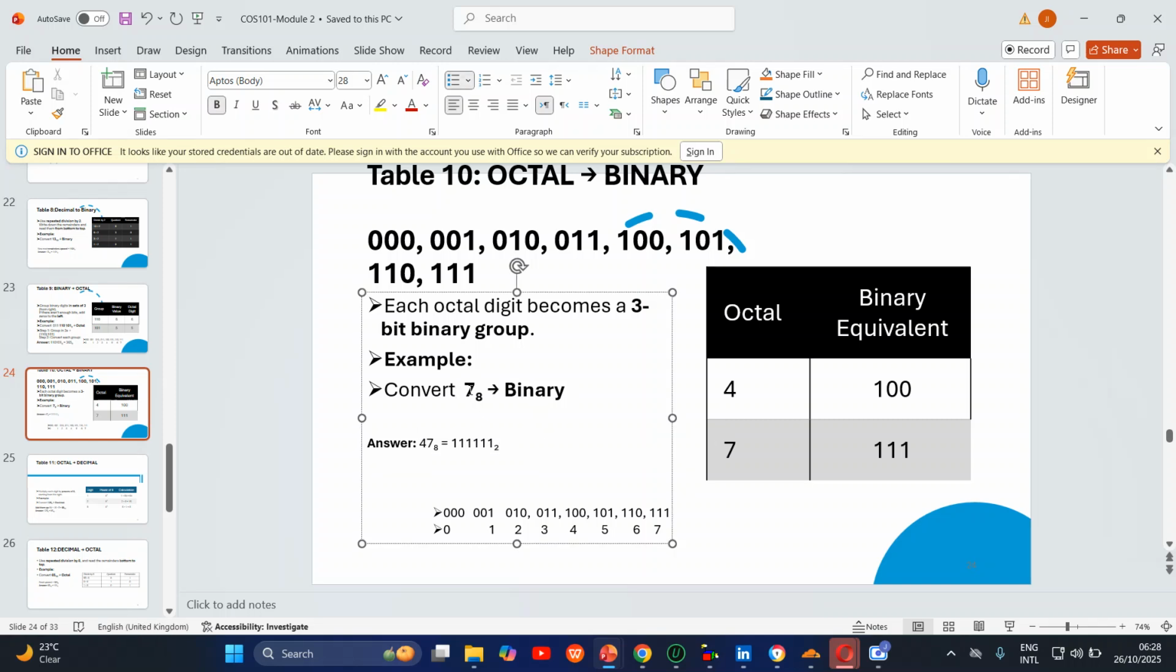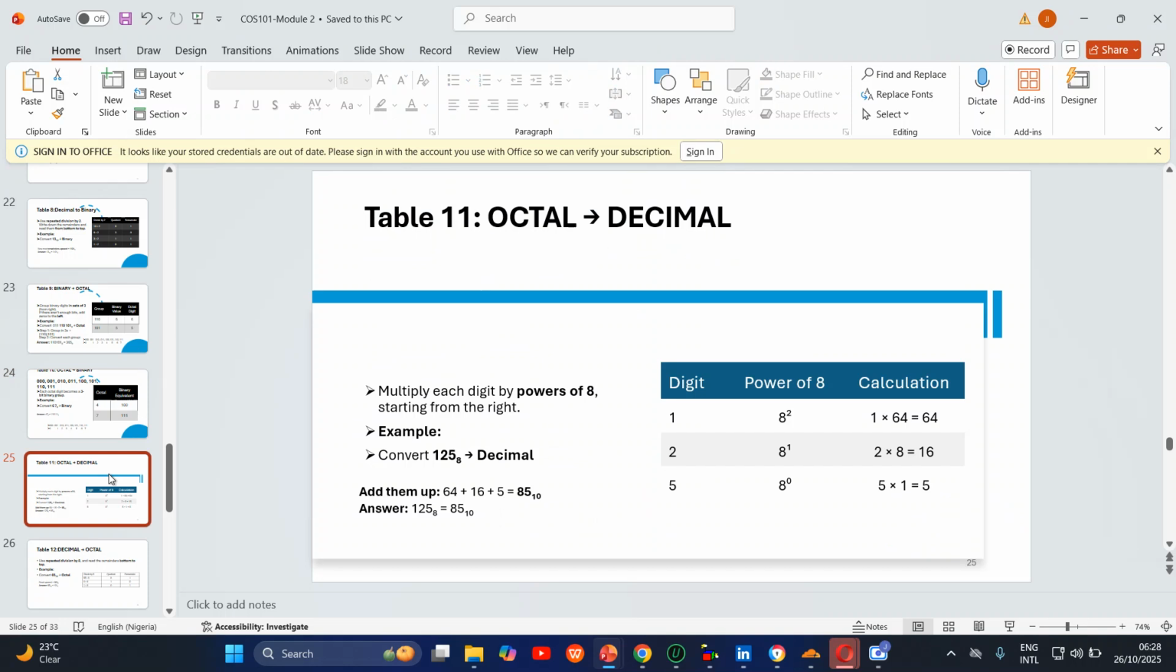So what we have is 6. So you pick 6, 6 is actually 110, then 111. That is how it works, and very simple, right? Now let's move to the next one here.